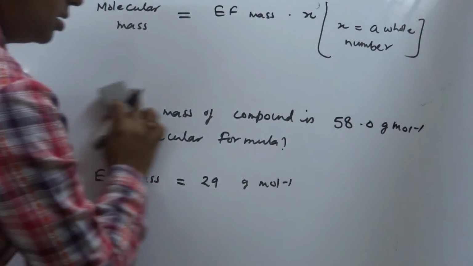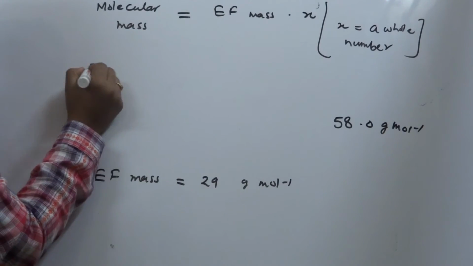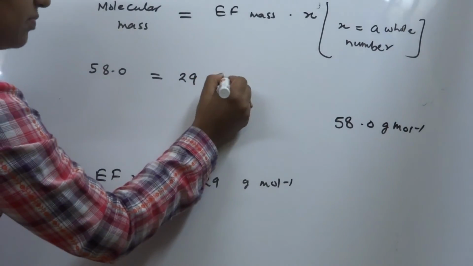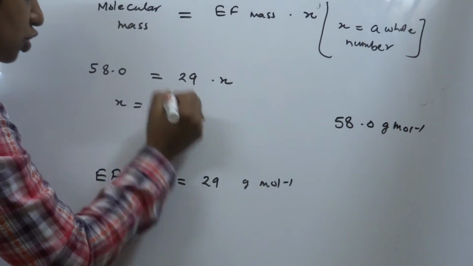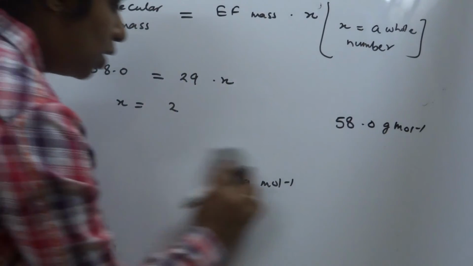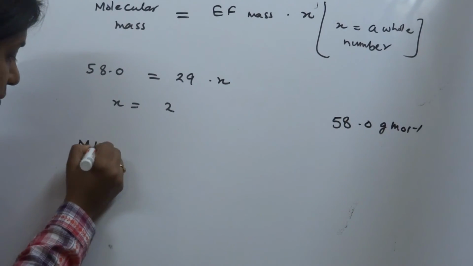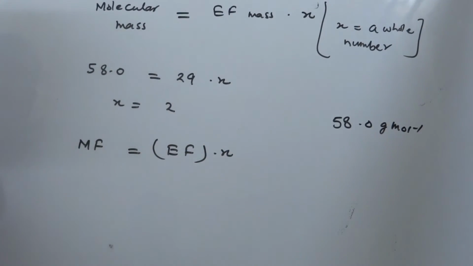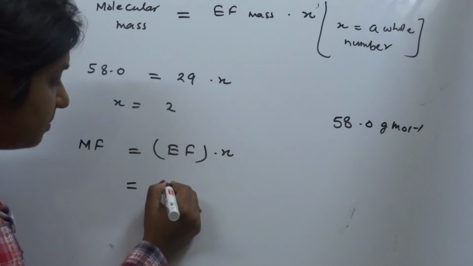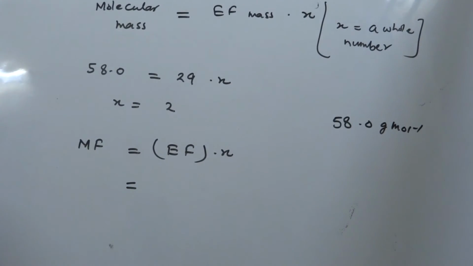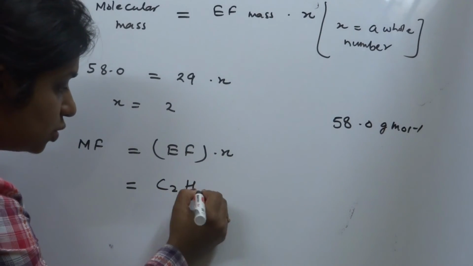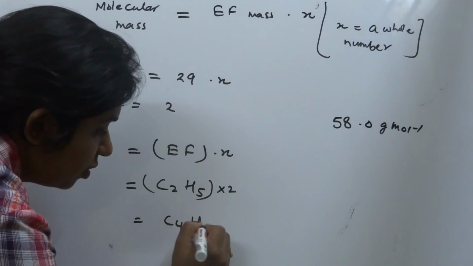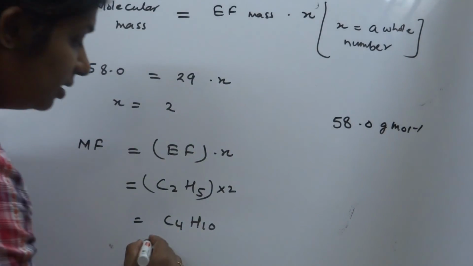From here, this is 58.0 and my empirical formula mass is 29 times X. So I get the value of X is equal to 2. So the molecular formula is equal to the empirical formula times the value of X. Here X is equal to 2 and my empirical formula was C2H5, times 2. It becomes C4H10 and that is the final answer.